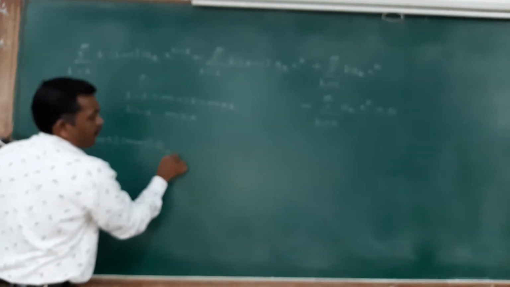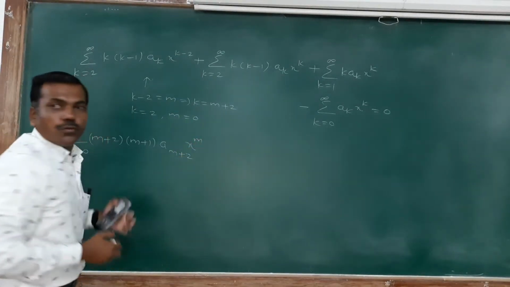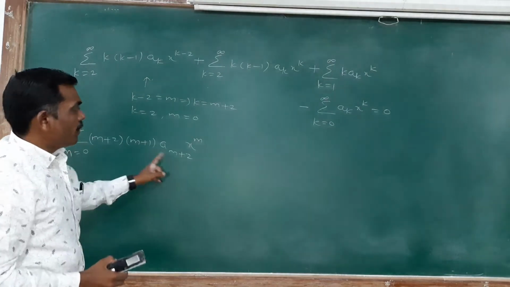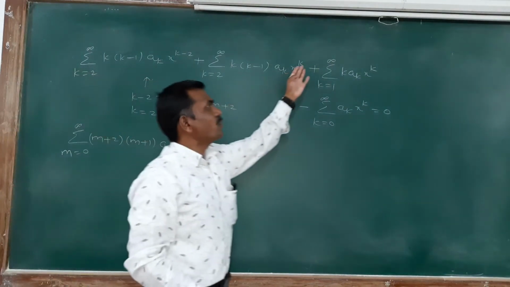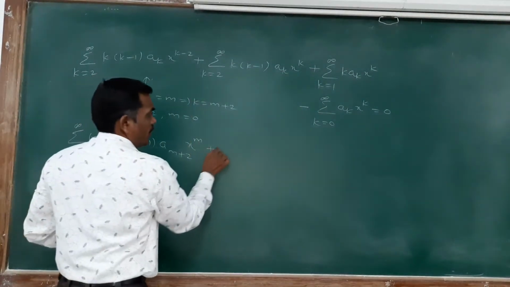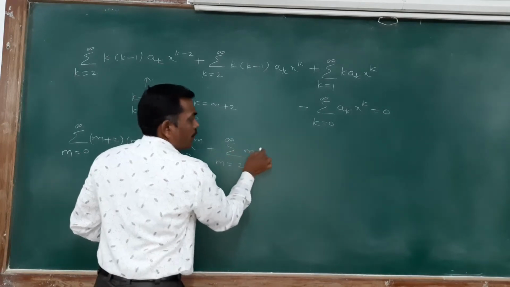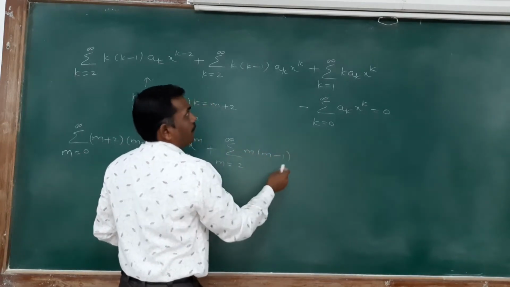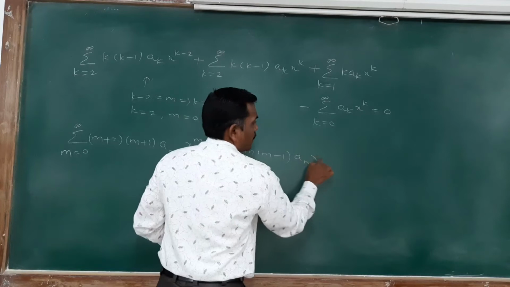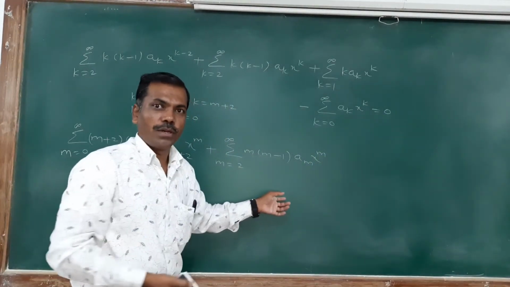K means m plus 2 x raised to m. Understood the first step? We write in terms of m. Now here the x raised to k power is there. Call that k as m. So my next series is summation m is equal to 2 to infinity m into m minus 1 am x raised to m. Just a simple notation I use. Instead of k, I use m.